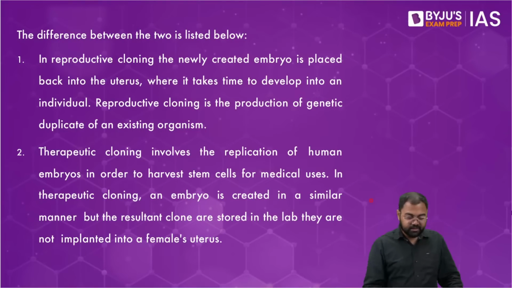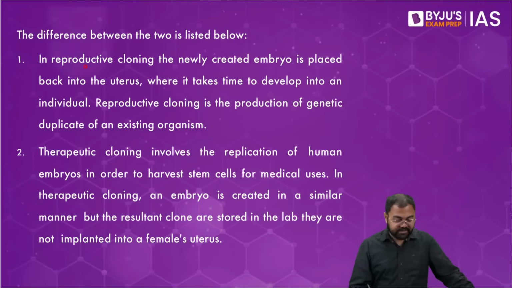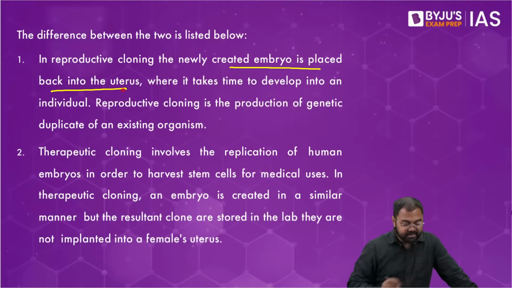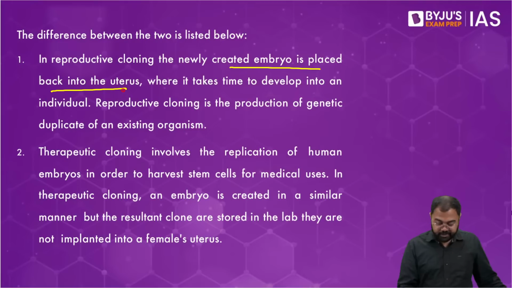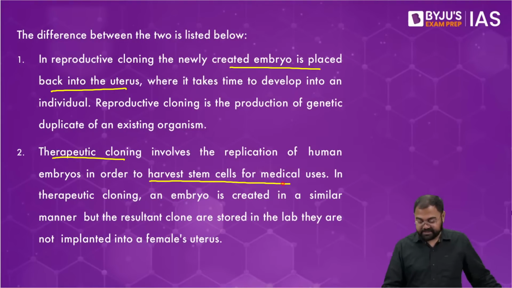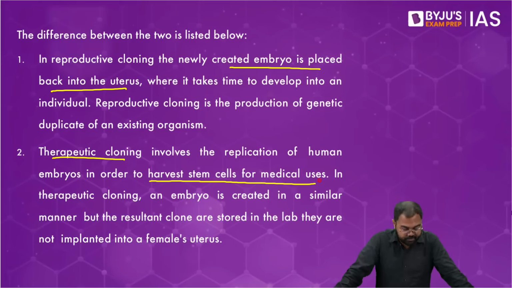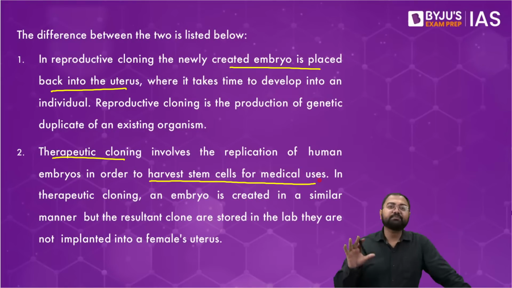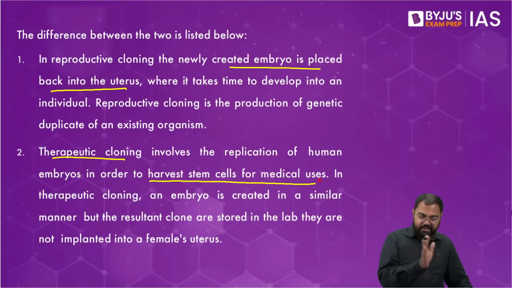So in reproductive cloning, the newly created embryo is placed back into the uterus, which will take its time for the birth of a new individual to happen. And in case of therapeutic cloning, we'll try to harvest stem cells from here for medical purposes. So in the last step, there are two possible processes, whereas all the other steps before that will be the same.